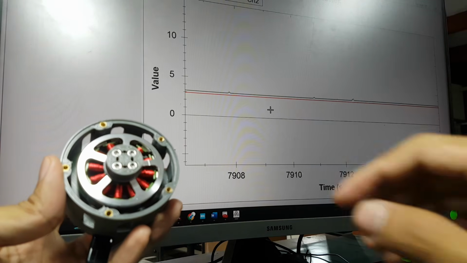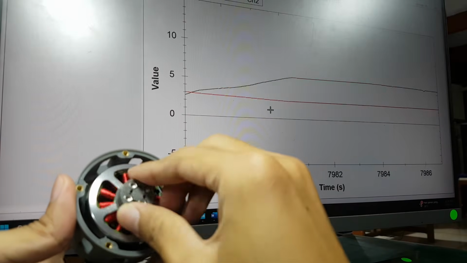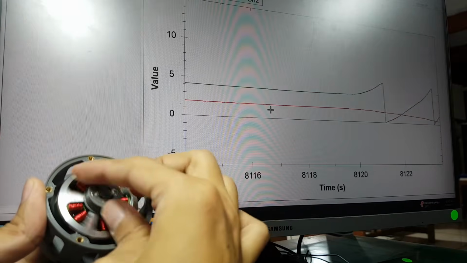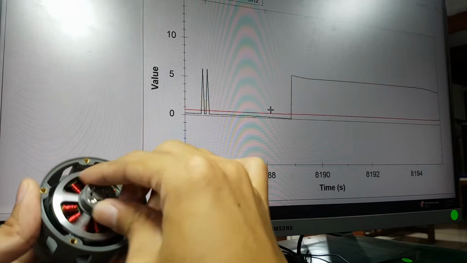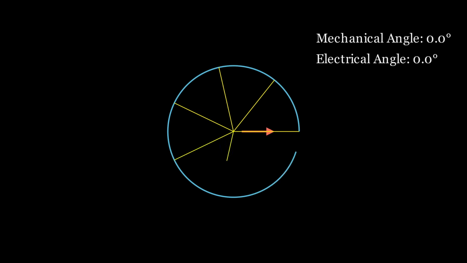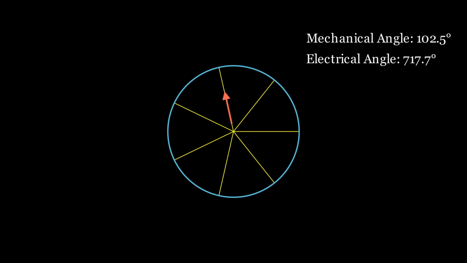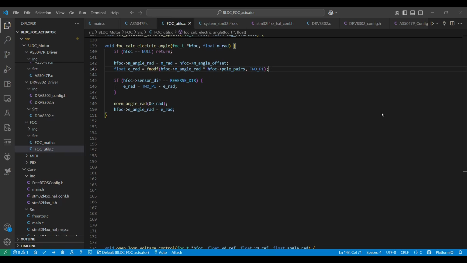There are two types of angles that must be distinguished: mechanical angle and electrical angle. Mechanical angle is the physical position of the rotor relative to the motor body. Electrical angle is the angle between the stator's reference axis and the rotor's magnetic field axis, scaled by the number of pole pairs. The electrical angle repeats every pole pair. So if the motor has 7 pole pairs, one full rotation of the rotor results in 7 electrical angle rotations, or 2,520 electrical degrees. FOC operates in the electrical domain, so the mechanical rotor angle must be multiplied by the number of pole pairs to obtain the electrical angle.